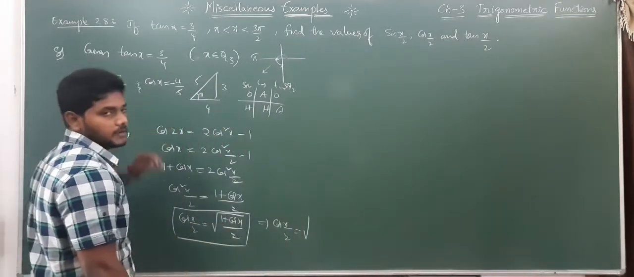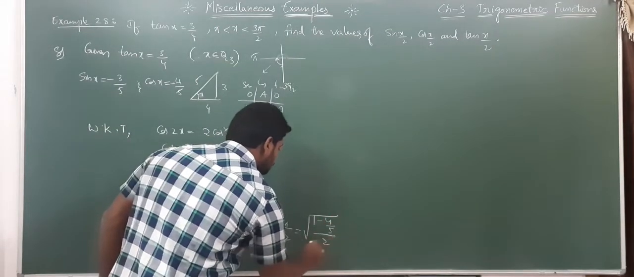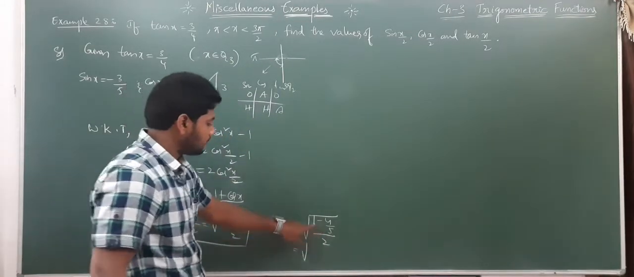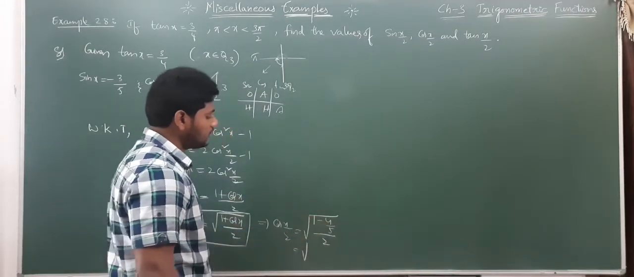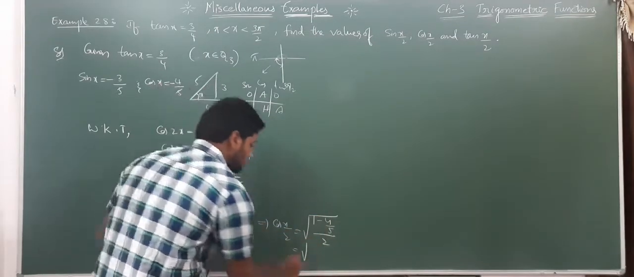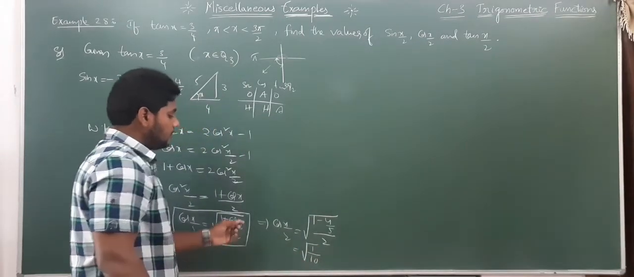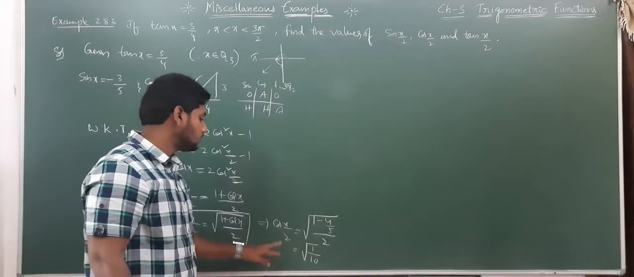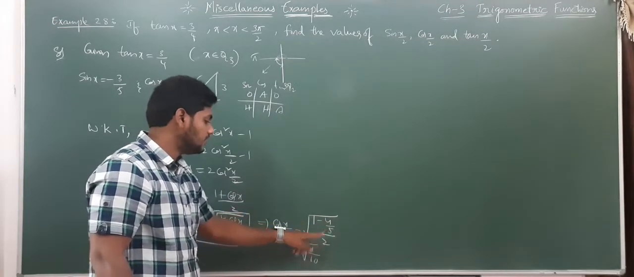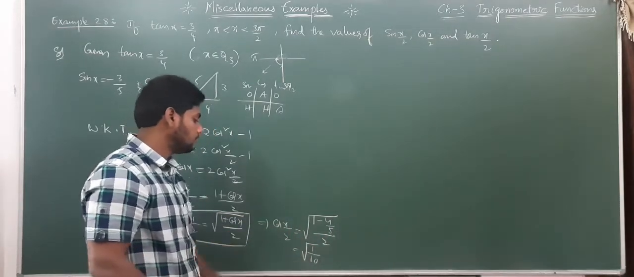What is cos x? Minus 4 by 5. So 1 minus 4 by 5 divided by 2, which is equal to square root of 5 minus 4, 1. 1 by 5 divided by 2 is nothing but 1 by 10. Right? Now, whether we need to write cos x by 2 as positive or negative, did you understand this? 1 by 5 divided by 2 is 1 by 10, square root of 1 by 10.